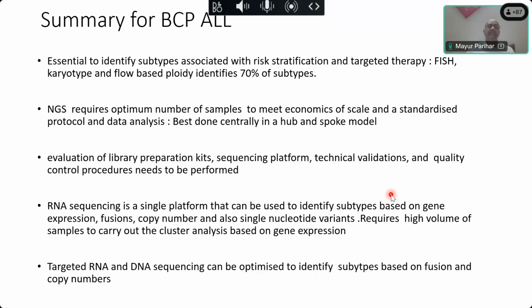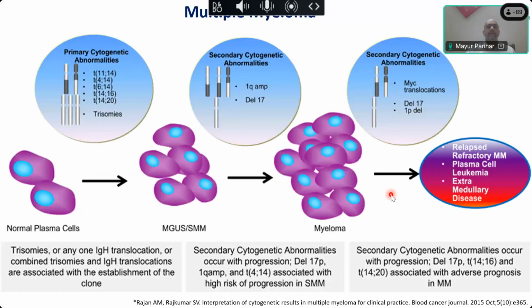And RNA sequencing is coming up as one single platform wherein you can actually identify all the different subtypes based on gene expressions, based on fusions, based on copy numbers, and you can go about identifying targeted single nucleotide variants. Coming to the last bit, which is the multiple myeloma.